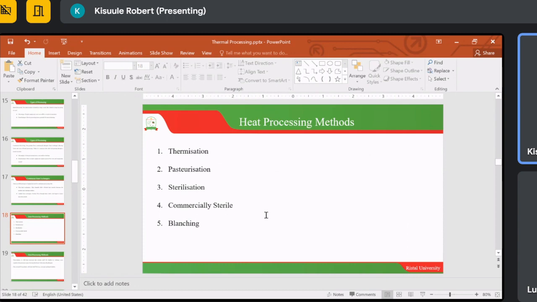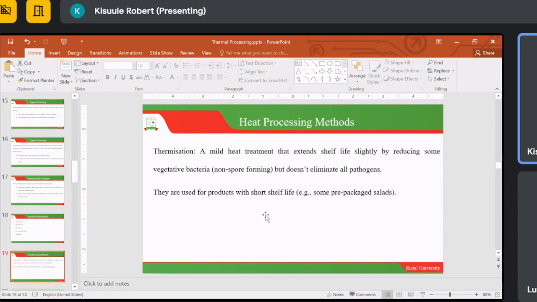All right, so heat processing methods: we have thermization, the pasteurization method, and the sterilization method, which we've seen in detail, but also commercially sterile and blanching, where we expose a particular food to very high temperatures for a very short period of time. Thermization is a mild heat treatment that extends the shelf life slightly.